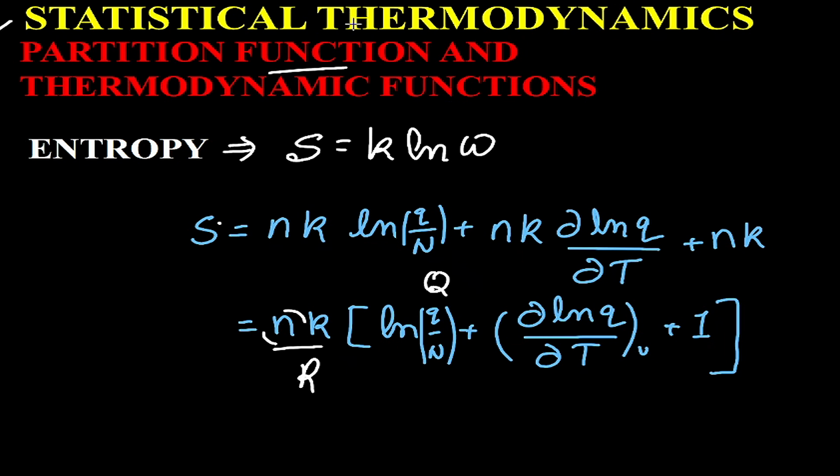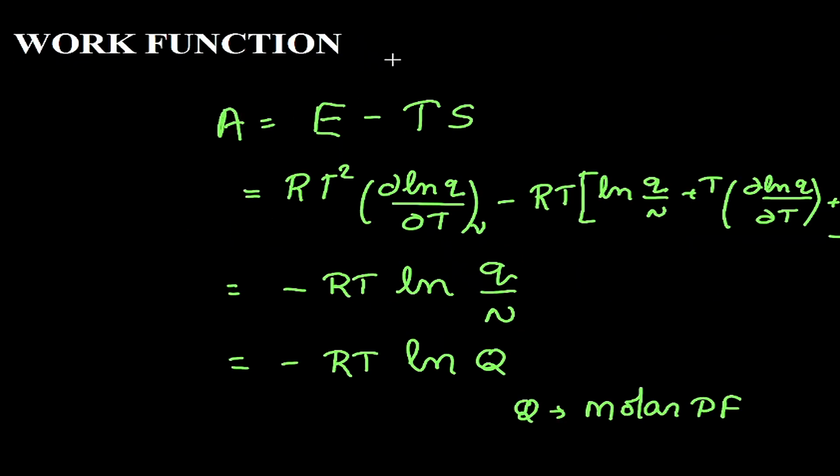The next thermodynamic function that we'll be discussing is the work function. Now the work function is represented by A and it is E minus TS. So we have the value of internal energy and we have the value of entropy. In a few books internal energy is represented in the form of U also, and it could be represented in the form of E also. So we know the expression for internal energy in terms of partition function, we know the expression for the entropy in terms of partition function, so both could be substituted.